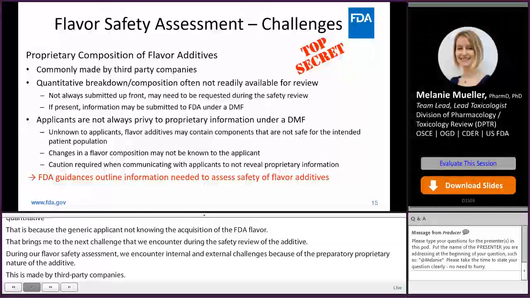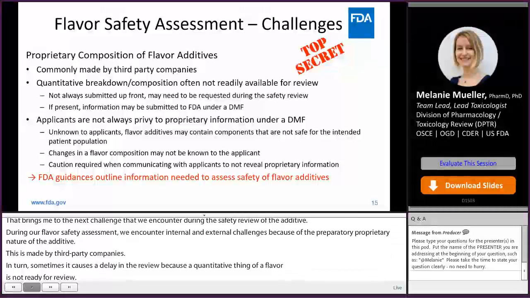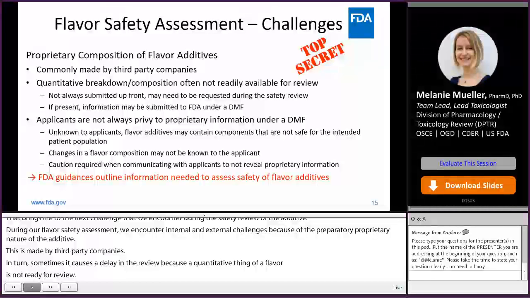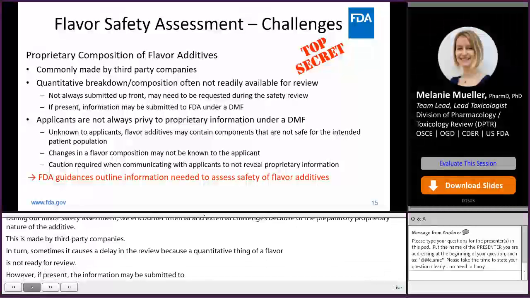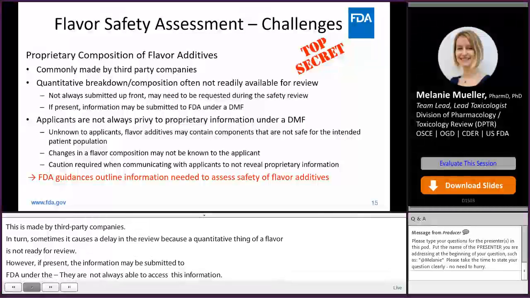However, if present, the information may be submitted to FDA under a drug master file. Externally, however, applicants are also not always privy to proprietary information under a DMF. That could lead to issues in which, for example, unknown to the applicant, flavor additives may contain components that are not safe for the intended patient population. Or applicants may not know of changes in the flavor composition.